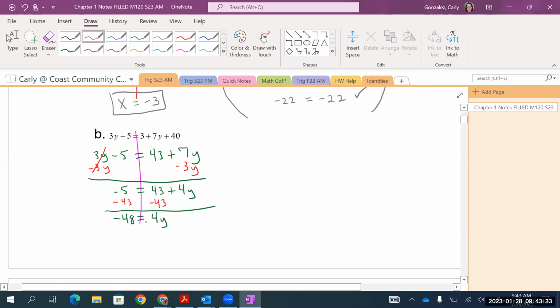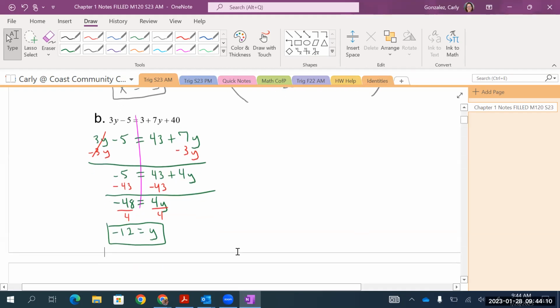And to cancel out the multiplying by 4, we will go ahead and divide both sides by 4. Thus, we get negative 12 equals y. Now, at this step up here, if you would have subtracted 7y from both sides instead, your work would look different, but your final answer will in fact be the same. So that is a brief review of solving linear equations.